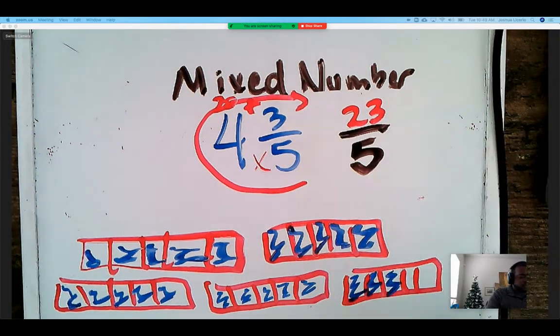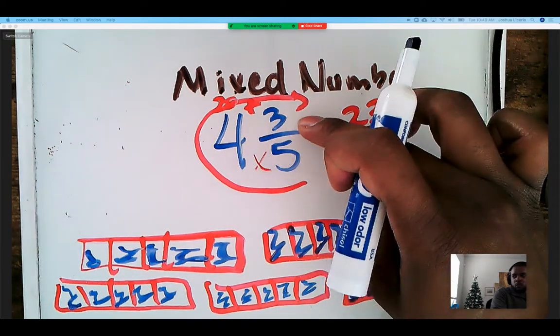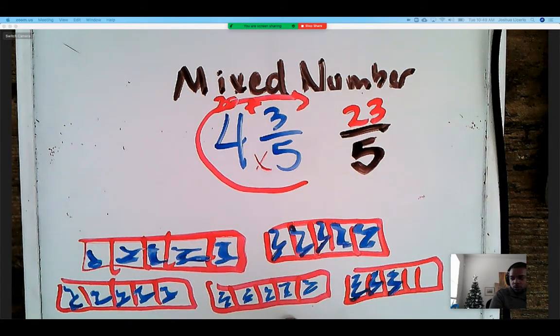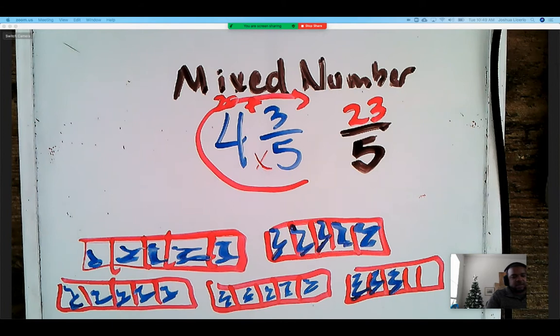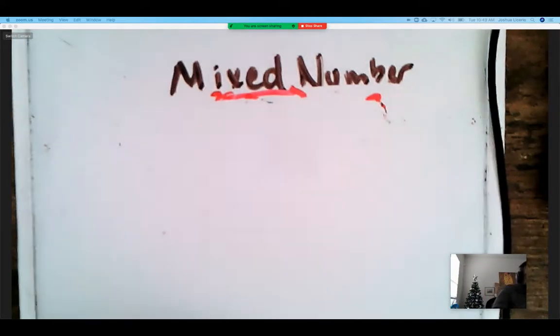That's my 23/5. And if you look at it, I should have 4 complete wholes, and then one that's 3/5. So let's see. 1, 2, 3, 4 wholes, and then my last one is 3/5. So you can see how they're very similar. I'm going to go over one more, just so you can see it.